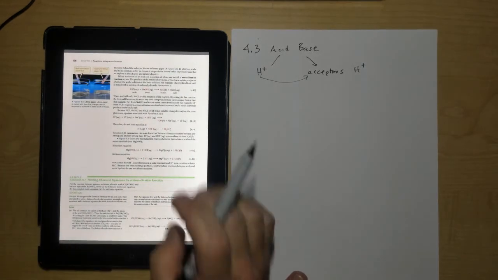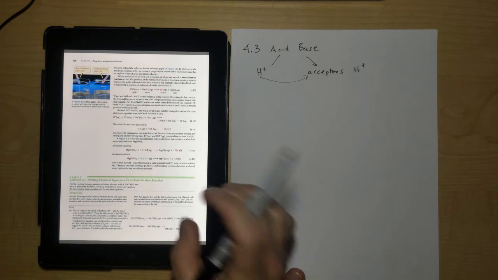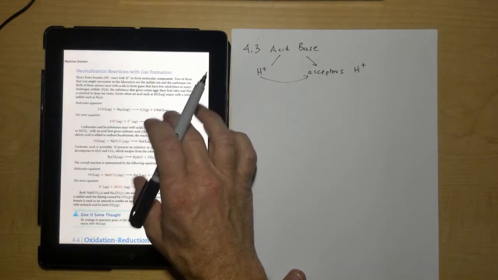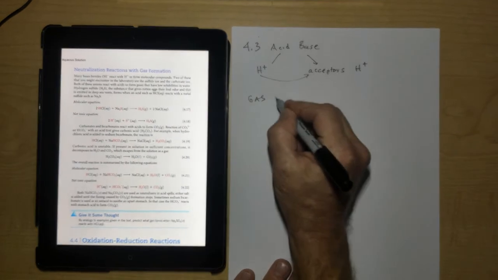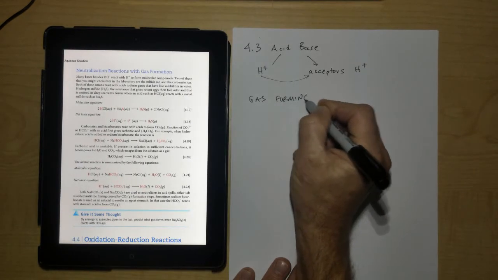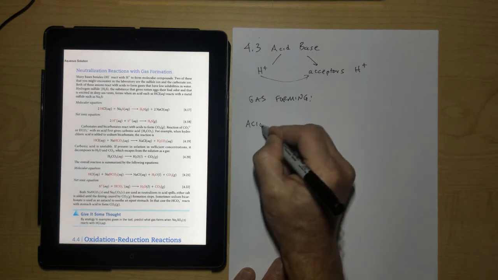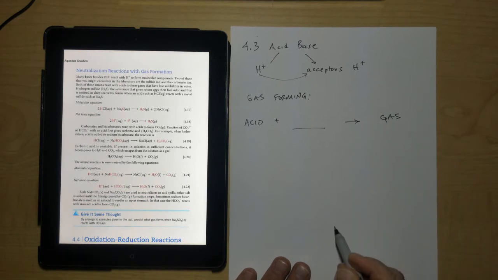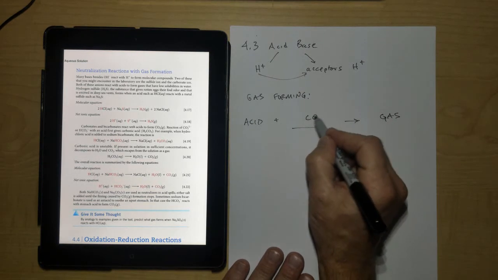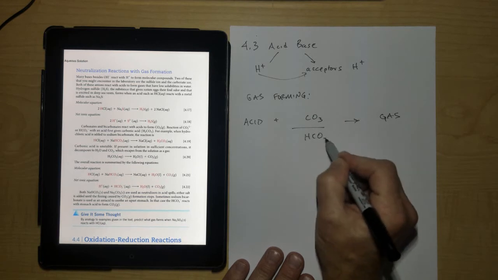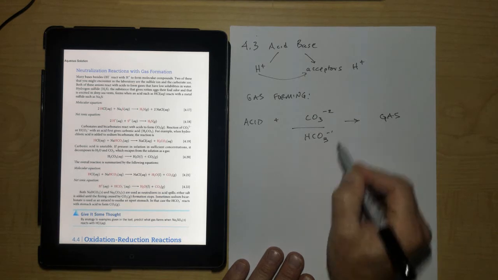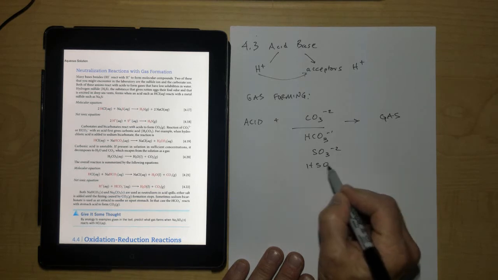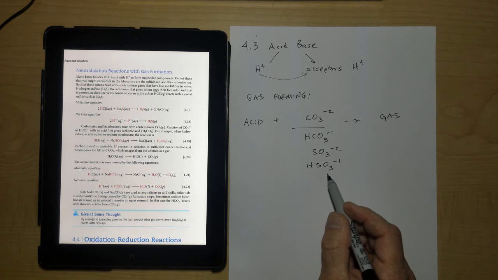Let's see, a couple of special ones that you should know. I know a couple of these show up on the test: the gas-forming acid-base reactions. So the gas-forming ones are ones where an acid reacts with something and it forms a gas on the right-hand side. The gas-forming ones are ones that have a carbonate in them, a bicarbonate in them. This would be -2, this would be -1. Sulfite or a bisulfite, or some people call it hydrogen sulfite.